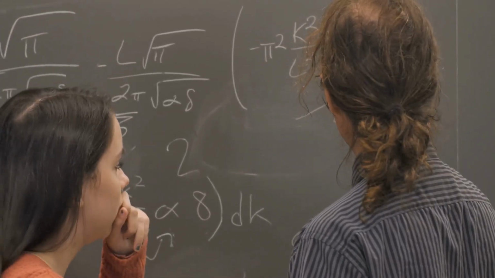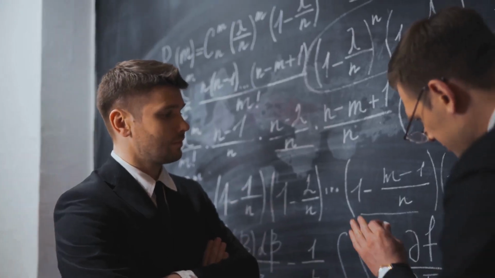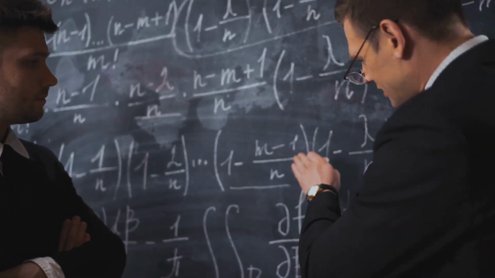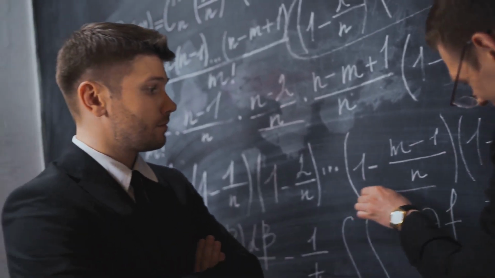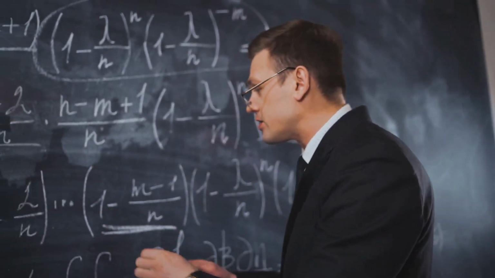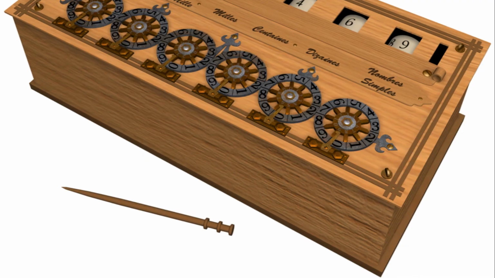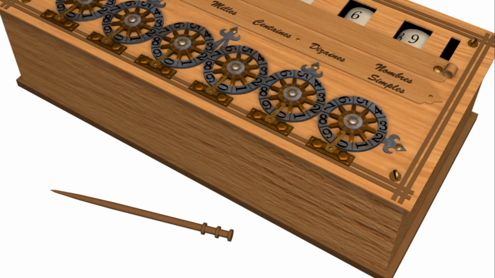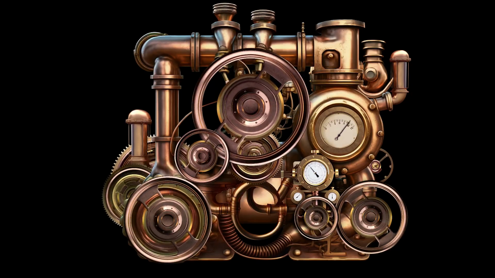Considered a marvel of its time, the Pascaline could perform basic arithmetic operations, such as addition and subtraction. It was a sturdy, rectangular box with dials representing numbers. Turning these dials would allow users to carry out their desired calculations. But hold on, Pascal's invention wasn't the only early computing device worth mentioning.